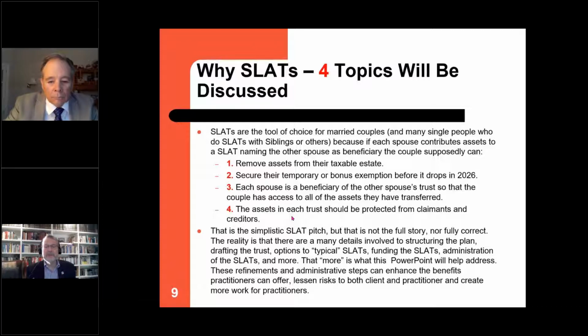The second main topic is using the temporary bonus exemption before it drops in 2026. Third is making sure there's access to all the assets, absolutely critical. There have been malpractice cases. There's one in California, Jonathan, I can't remember the name of it, but the client, I don't think it was a SLAT, but it was an irrevocable grantor trust. It was so successful, the client sued the lawyer because she felt she didn't have enough money.